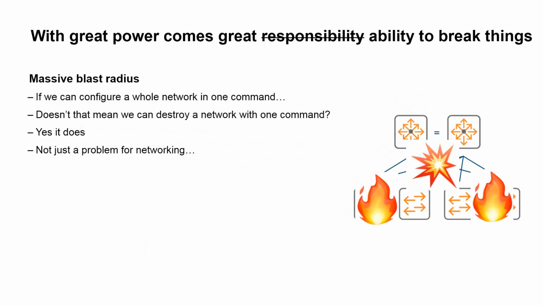Okay, so let's pour some cold water on all this enthusiasm. With great power comes great ability to break things. Doesn't all this automation mean a massive blast radius if something goes down? If we can configure a whole network with one command, doesn't that mean we can destroy a whole network with one command? Well, yeah, it does. But this isn't just a problem for networking. There's huge amounts of automation in lots of areas of IT right now. There are huge outages, these things happen, and we are learning from them and moving forward.